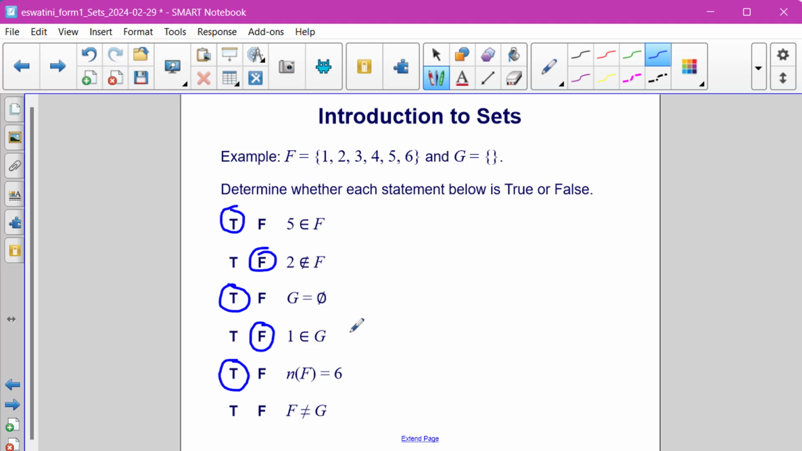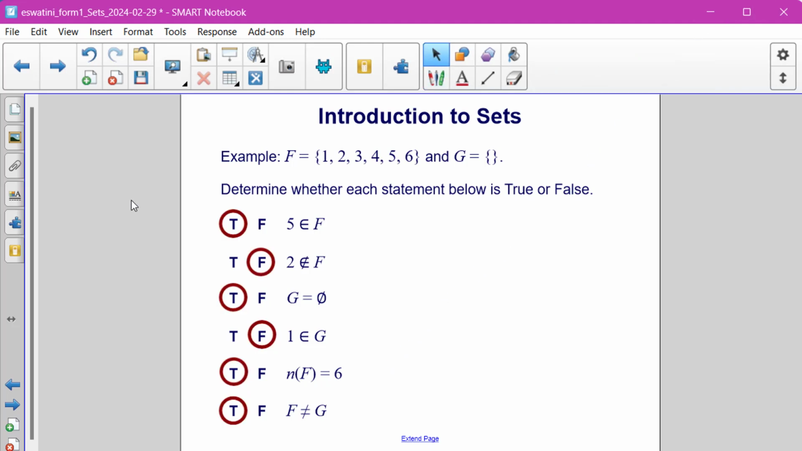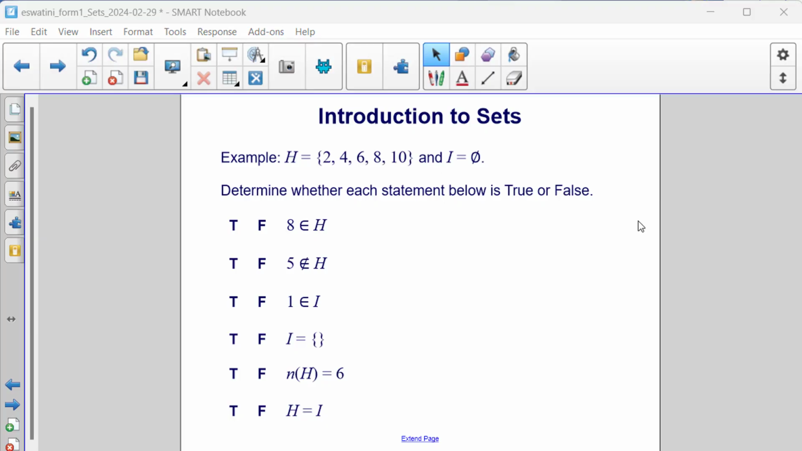And now our last problem, set F is not equal to set G. That is also a true statement. Set F has the natural numbers 1 through 6, and set G is empty. They are not equivalent or equal to one another. And here again are the solutions to this set of examples that we worked through, and the solutions circled match the solutions that we found.